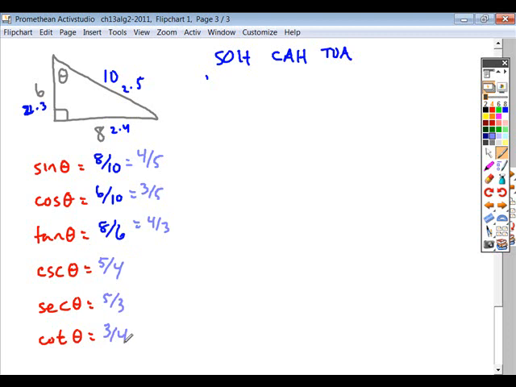Okay? So what this means is, given this triangle with sides of 6 and 8, the ratio of the opposite to hypotenuse is going to be 4/5. Right?